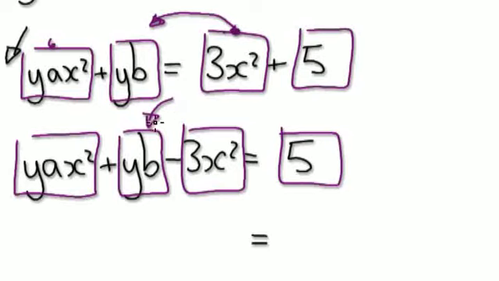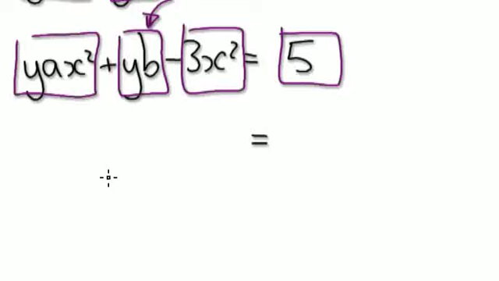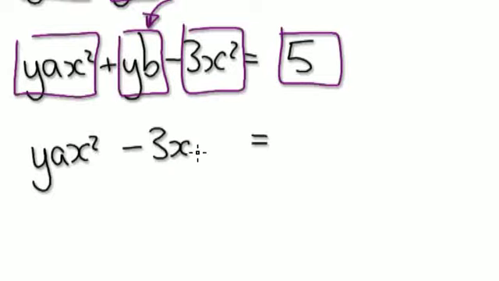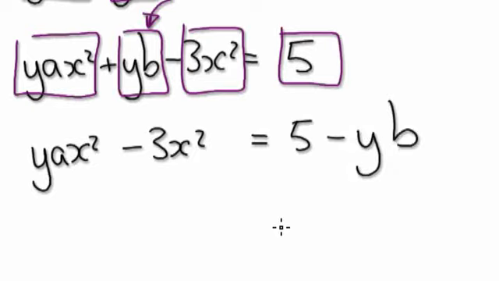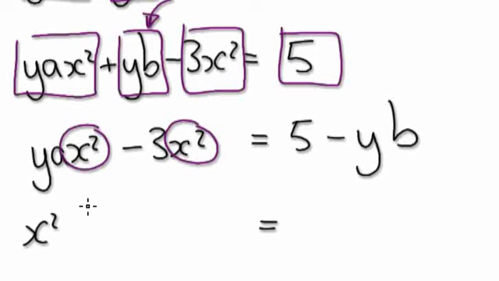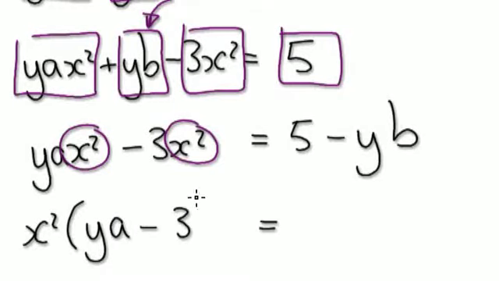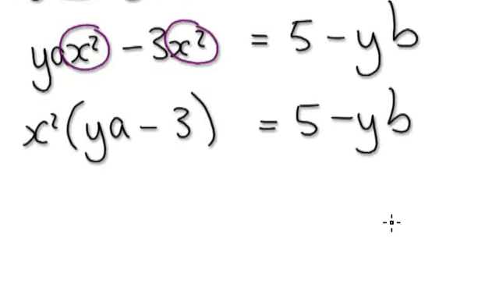So this is classed as rubbish. So take away yb from both sides. You will have this yax squared minus 3x squared, and then take the 5 down, take away yb. Now here x squared. Let's factorize. So x squared bracket ya minus 3, close it off, equals 5 minus yb.